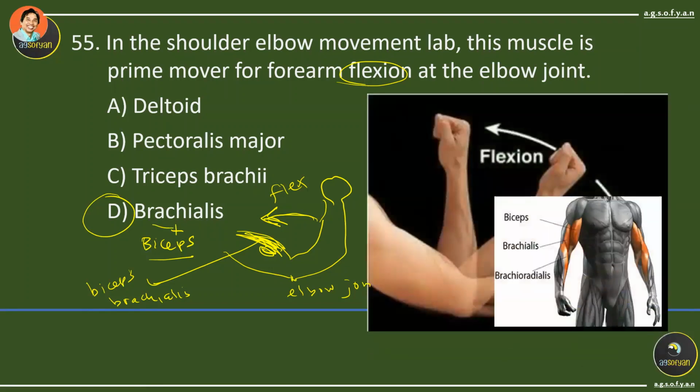Okay, so look at this bicep muscle. There is another muscle here. It's called the brachialis muscle. Both of them flex the arm at the elbow joint. So the answer will be brachialis in this question.